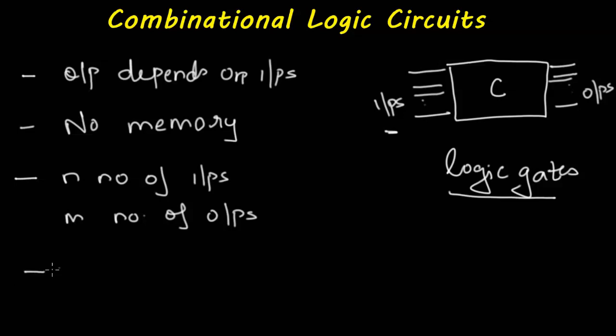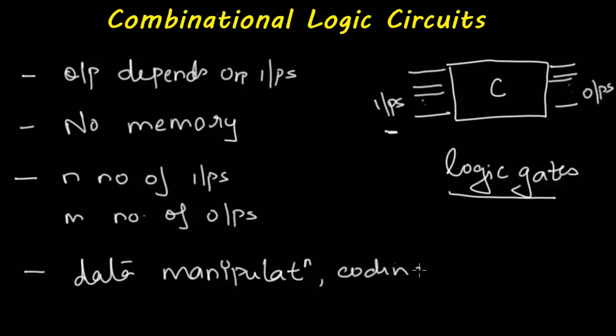Now, what are these combinational logic circuits used for? These are used for different types of operations like data manipulation, and then we have error detection, arithmetic logic like for ALU or adders or subtractors, and then we have coding or decoding or changing from one code to the other, and many other operations.